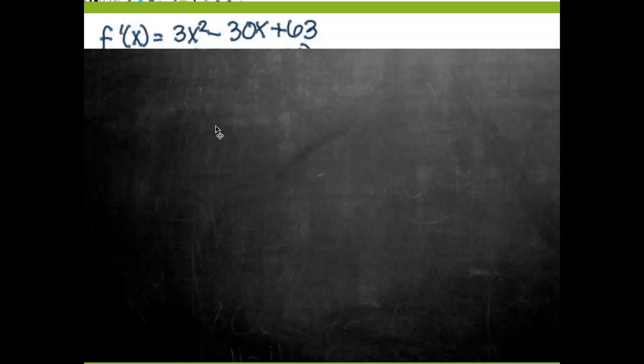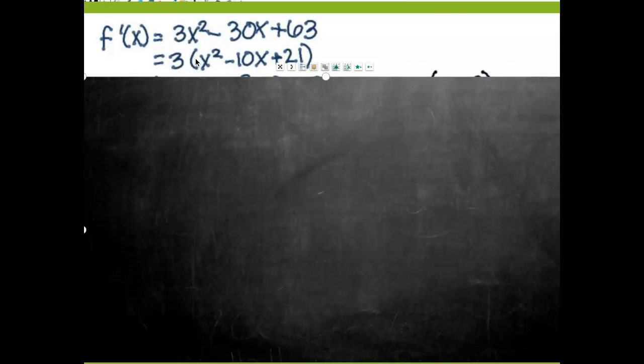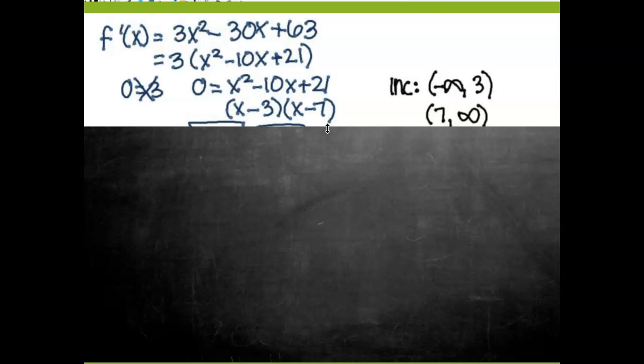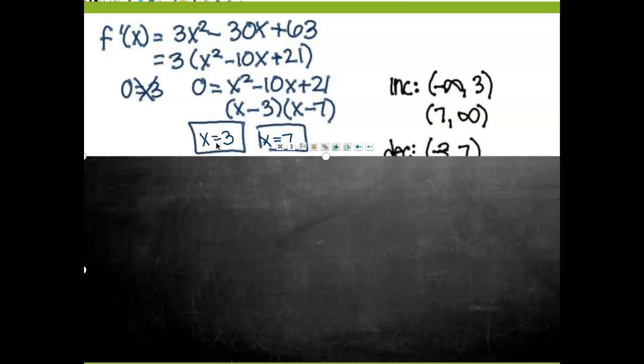Okay, so example number 2. Its derivative is f prime equals 3x squared minus 30x plus 63. So you have to find its zeros. So I took out a GCF of 3. And then I factored my x squared minus 10x plus 21 to (x minus 3)(x minus 7). That gave me 2 critical points at 3 and 7.